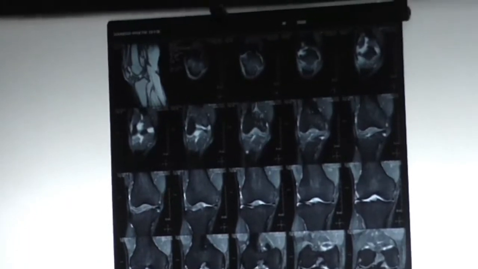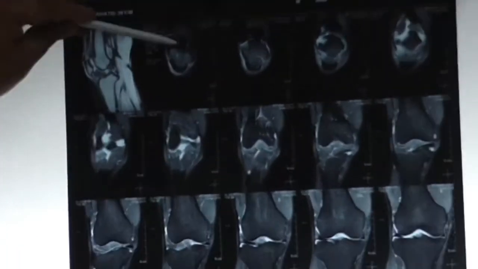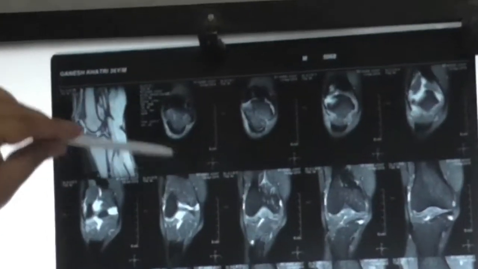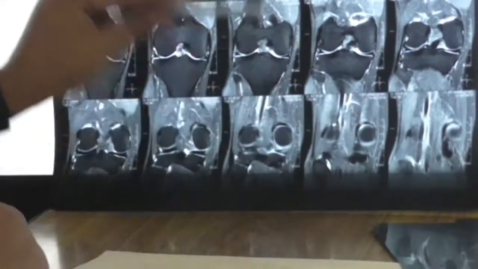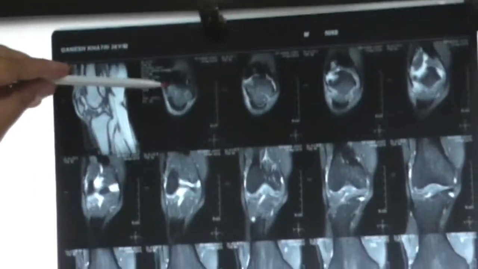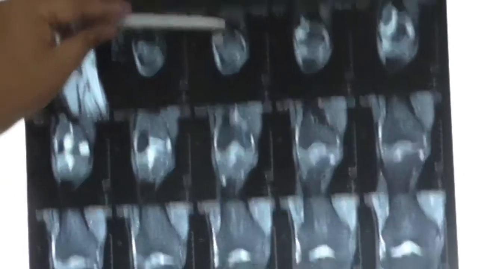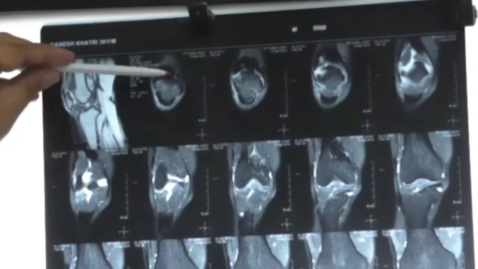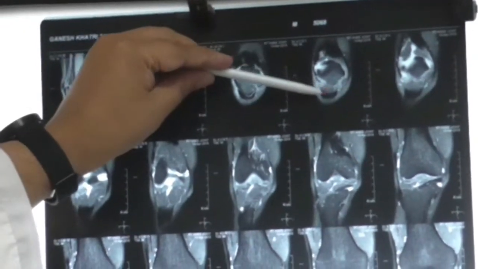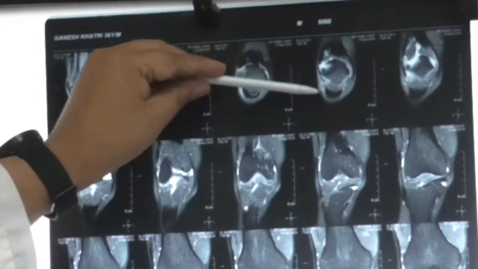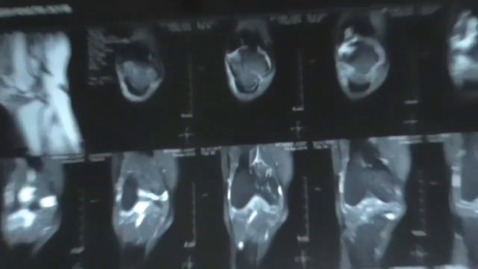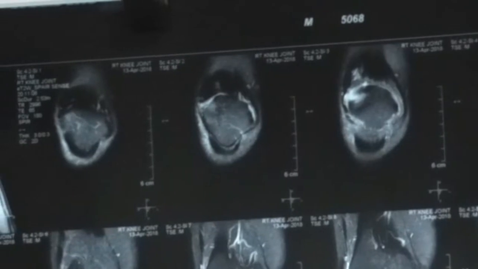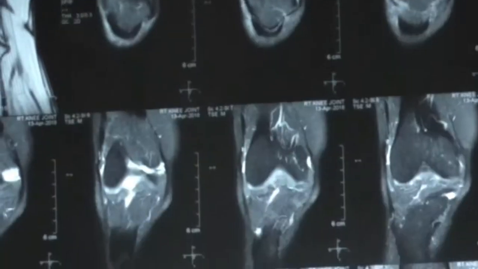So in coronal view, you can see that this is patella. That means the cuts are coming from anterior to posterior, and this is the posterior condyle. In coronal view, we can see the patella as well as the quadriceps mechanism. So this is the quadriceps tendon, and this is the patellar tendon. And sometimes you can find some osteophytes or Sinding-Larsen-Johansson disease in this coronal section as well.